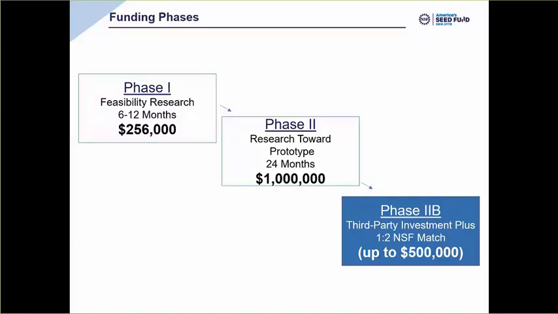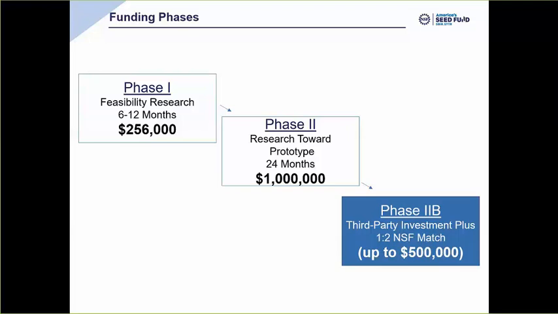After you win a Phase 1, you can apply for Phase 2. Phase 2 is where the real money kicks in of the program. You can request up to $1 million spread over 24 months, and that is really to advance the technical work towards a more mature prototype phase.